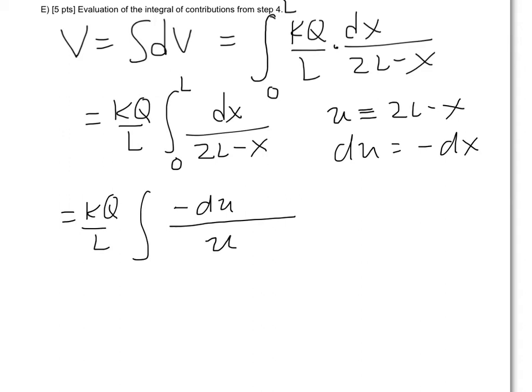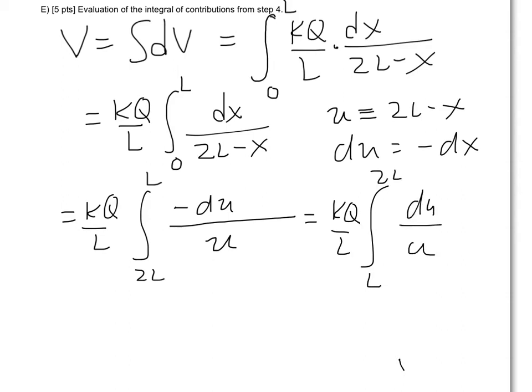The tricky part here is the limits. When x is 0, u is 2L, and when x is equal to L, u is L. And this, you'll notice, is from a large number to a small number. So we can reverse that and change the sign of this integral. So we get kq over L, integral from L to 2L of du over u. So that's the painful details on how we do that integral.